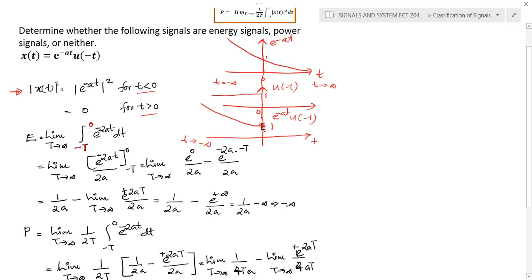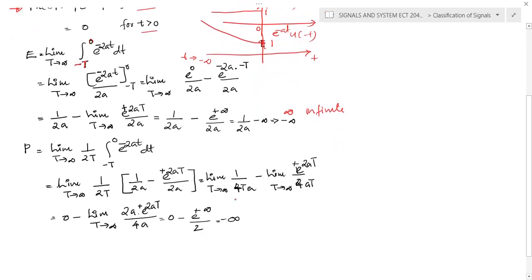Okay, because energy in the negative term is confusing, because there can be power absorption or power delivery. Anyway, leave it at that. We got a term called infinity. So assume that it's infinity. So energy is infinite. And similarly, if you calculate power in this particular question, you will get power is also infinite. So both energy and power are equal to infinity. So we cannot say that it's an energy signal or power signal. Okay.